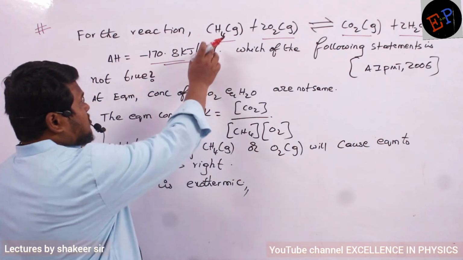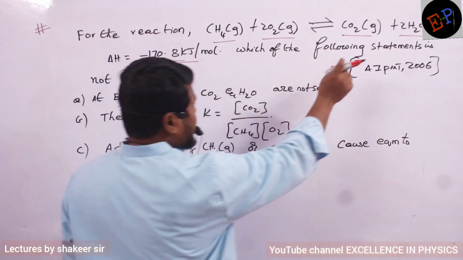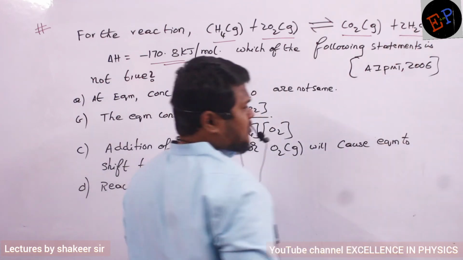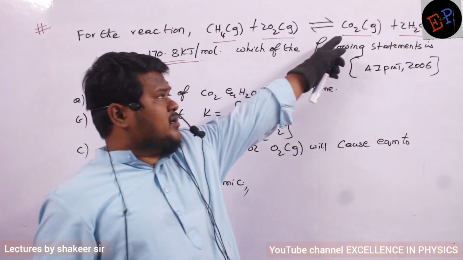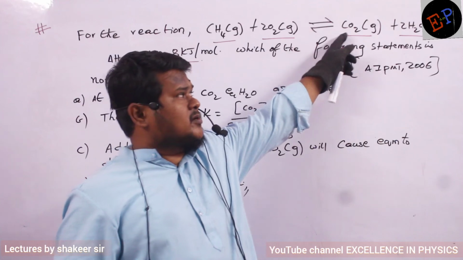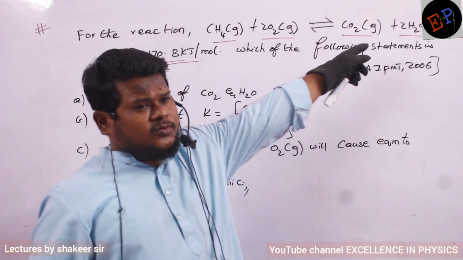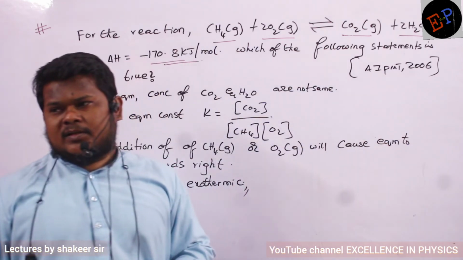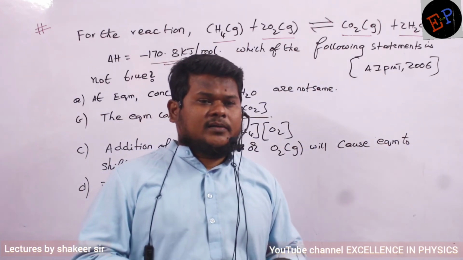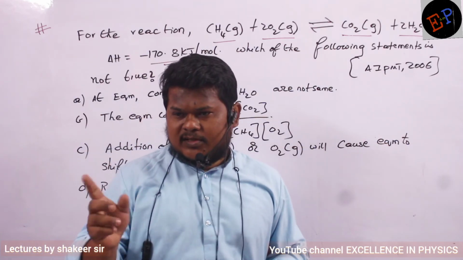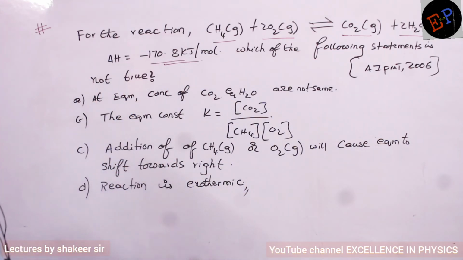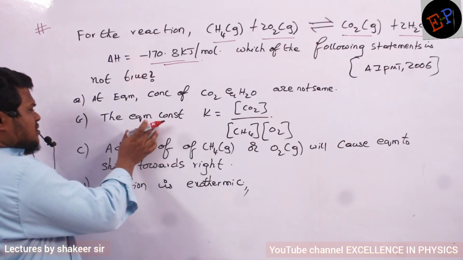Here what he is saying: for every 1 mole of CO2 which is formed, 2 moles of water will be formed, no? What is the stoichiometric coefficient of CO2? 1. Stoichiometric coefficient of water? 2. So definitely concentration of water will be greater. Okay? So concentrations are not same. So the first statement is correct. Now let us go to the second statement.